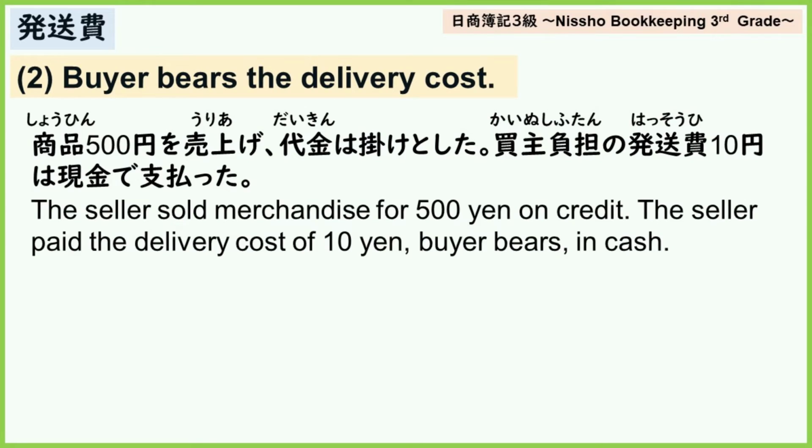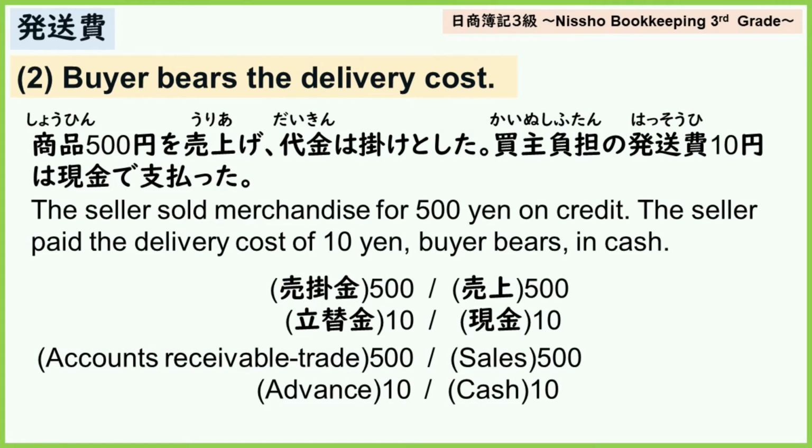First, take a look at the journal entry from the seller's perspective. The seller sold merchandise for 500 yen on credit. The seller paid the delivery cost of 10 yen, buyer bears, in cash. The journal entry is as follows. Debit, accounts receivable trade 500, advance 10. Credit, sales 500, cash 10.